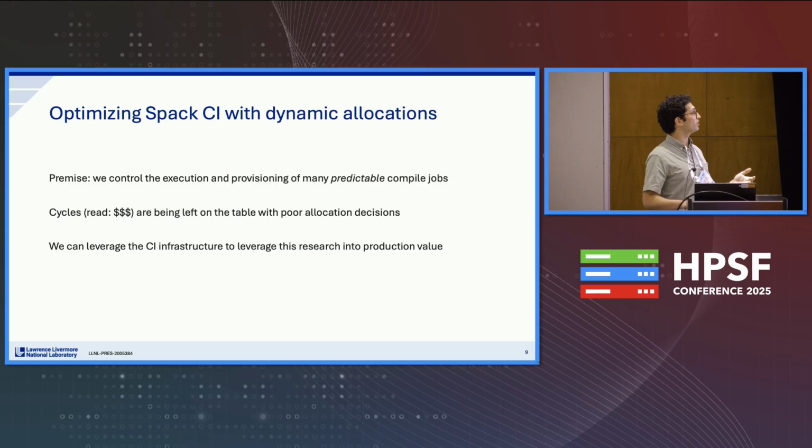So the idea is that we have all these executions running 20,000 times a week. We control each one of them, we provision each one of them, and they're quite predictable. Cycles, money, and time are being left on the table with these pretty inefficient allocation decisions, and we can leverage our control of the CI infrastructure to take these findings and turn them into production value that can help our users save time and our project save cycles in AWS and improve efficiency in general.